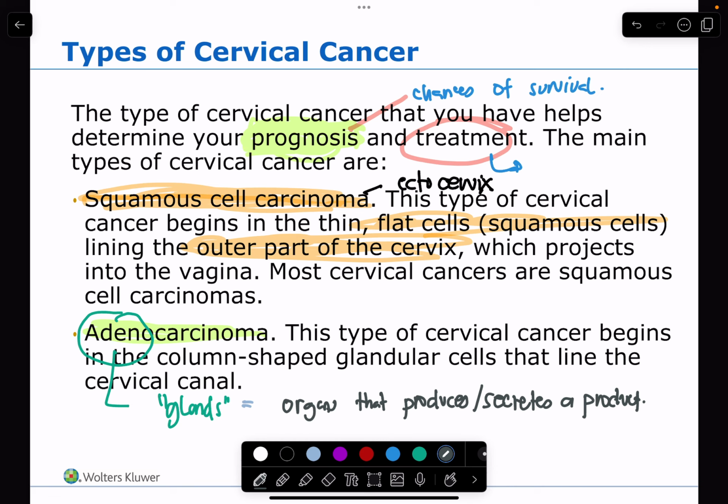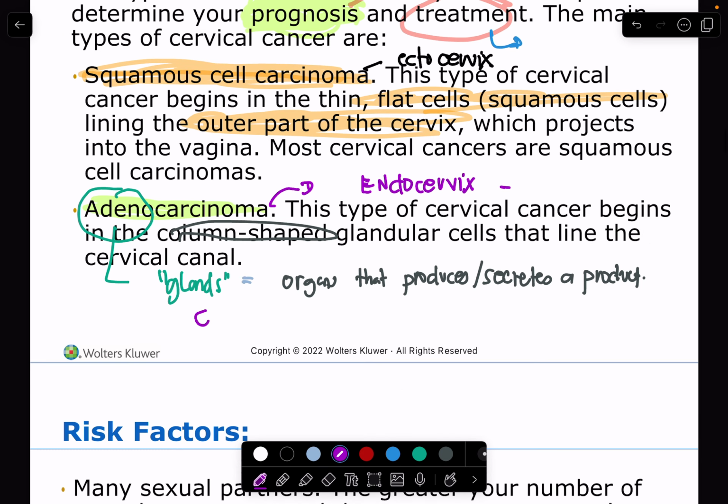Well, if we talk about the columnar shape, then we are pertaining to the endocervix, because the endocervix is made up of simple columnar tissue. We also mentioned earlier that columnar tissue, or the majority of it, always produces a product. And what product is this? Columnar epithelial tissue always produces mucus. And take note that the endocervix is the region of the cervix that produces mucus.